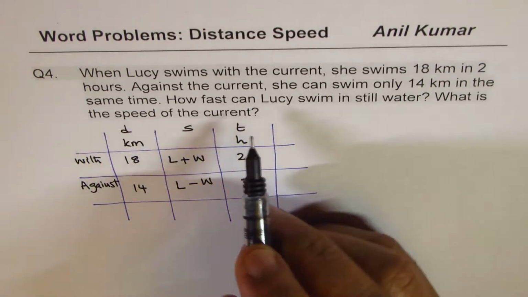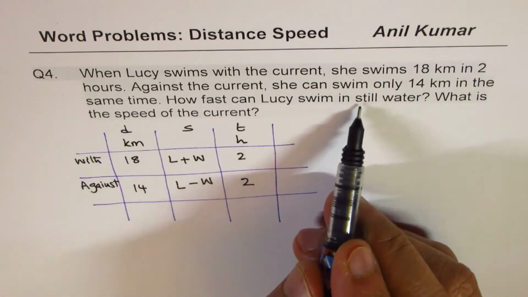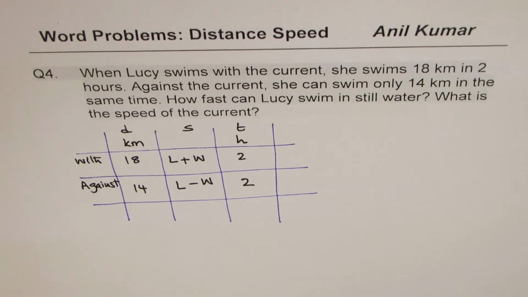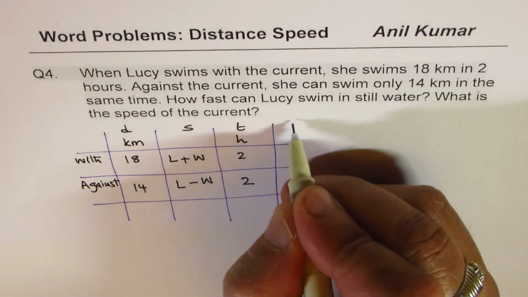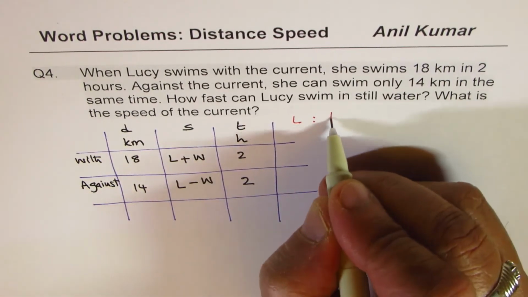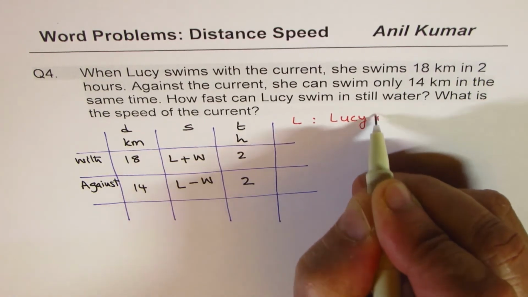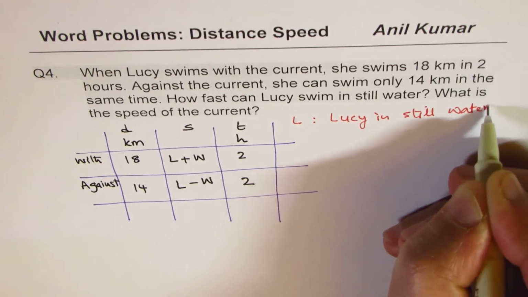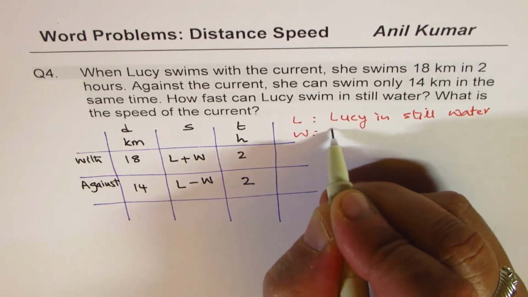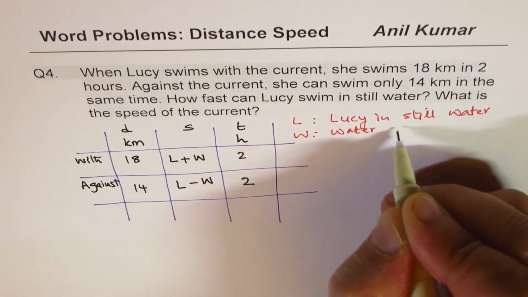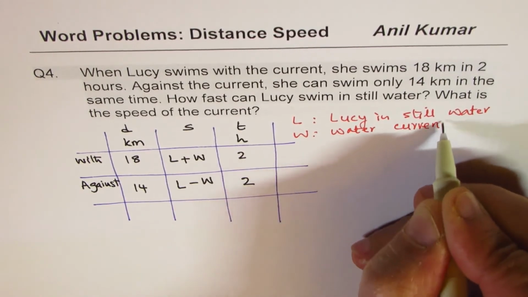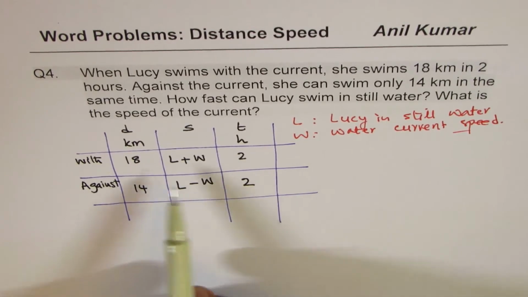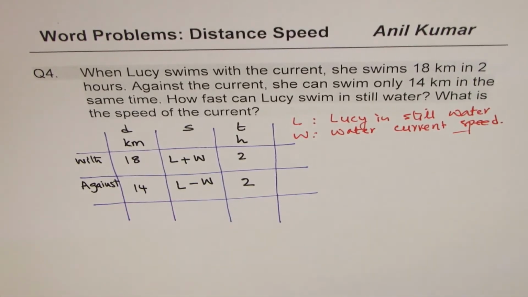Now, how fast can Lucy swim in still water? So in still water, let the speed be L. So we'll define our variables. L is Lucy in still water. Is it okay? And W is water current. You can write speed, but that is obvious. Now we have two different conditions here.